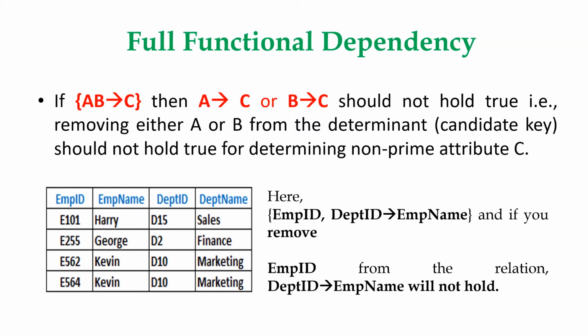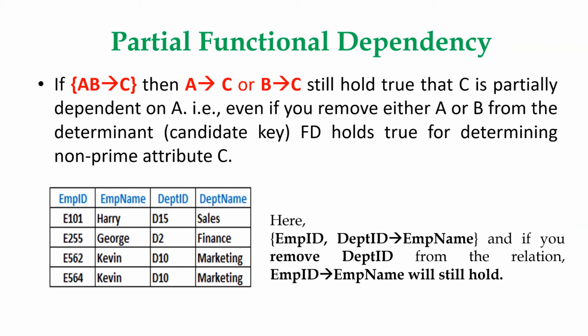So an example here: employee ID, department ID tends to employee name. So employee ID and department ID both are primary keys. Together we call it the candidate key. Now if I remove the employee ID from the candidate key, then my relation department ID tends to employee name should not hold. So this is a full functional dependency.